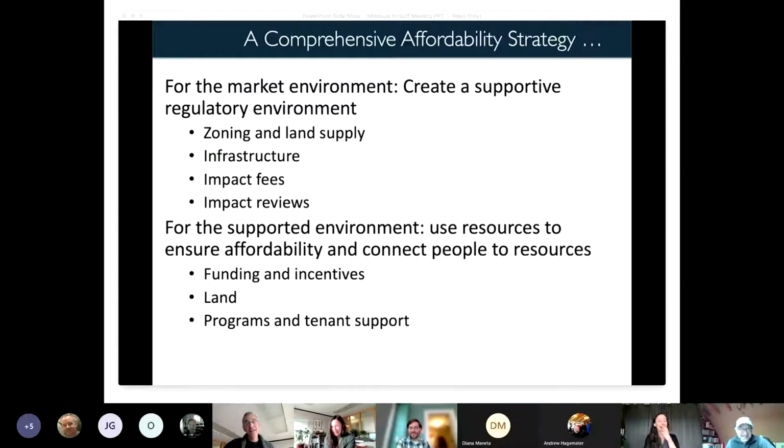Okay. It might work, but the thing that I would add to the statement that you just made is that you can really make a meaningful difference in the supported environment with your dollars. Because the market is not going to provide housing for people who are at 60% or below of median family income.